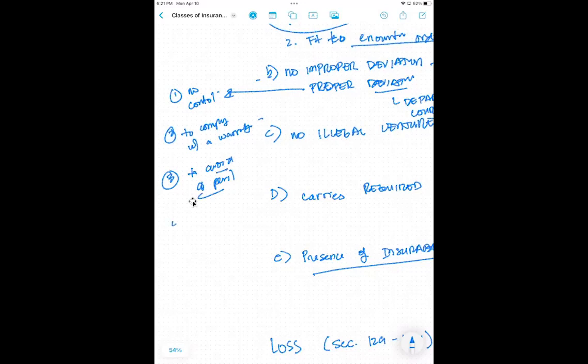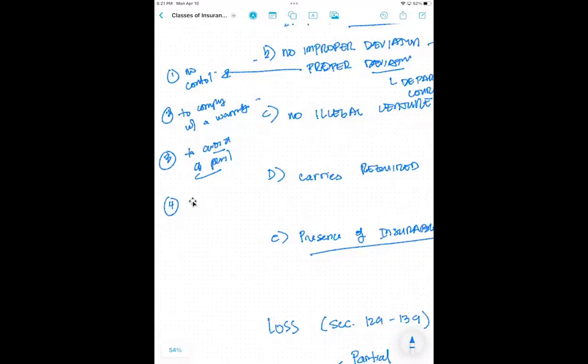Fourth is when the deviation was made in good faith and upon reasonable ground to avoid a peril. So this is a requirement. Dapat may reasonable ground na iniisip niya pag dumiretso tayo sa ruta natin, we will encounter a peril here, although hindi naman pala, right? But if that decision was made in good faith and upon reasonable ground, then that is not improper deviation.